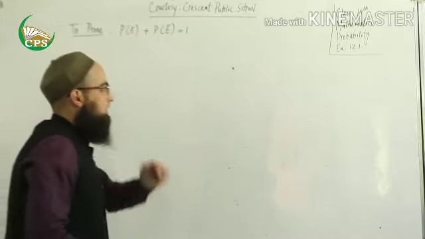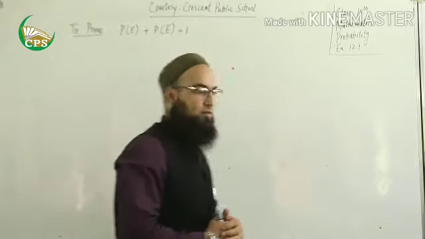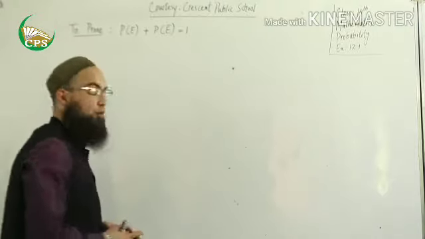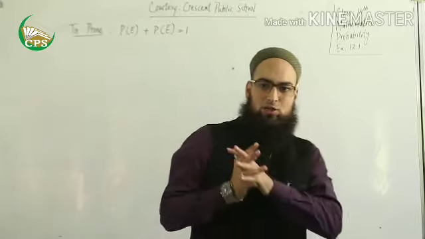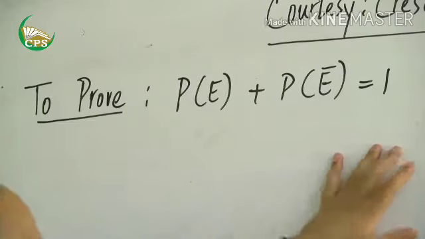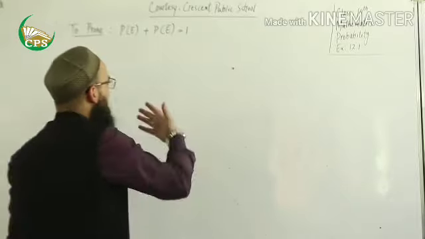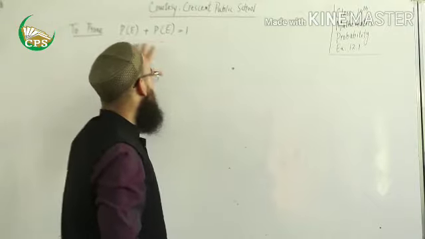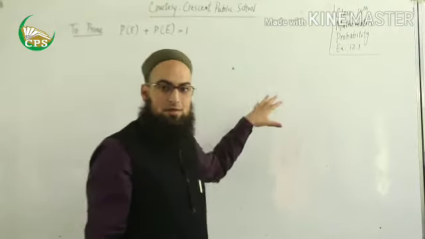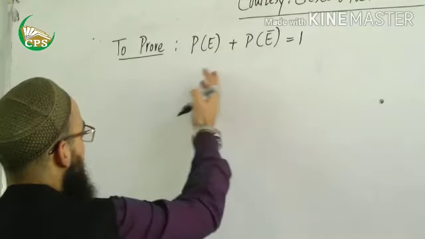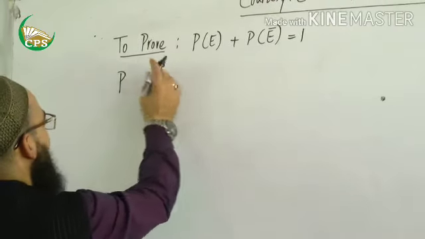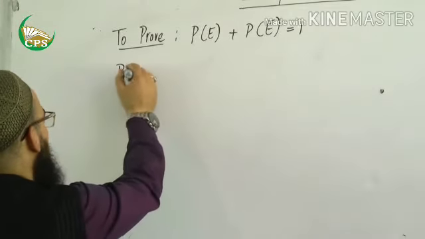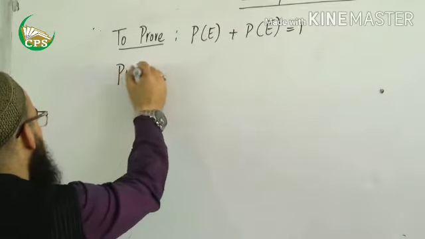Students, today we are studying probability. Let us have another way of proving that probability of event plus probability of not event is equal to unity. We just showed you in the previous video how we proved this is equal to 1 by some examples. Now let us have a general proof for this theorem, that probability of event plus probability of not event is always equal to 1. Now let us have the simple proof.